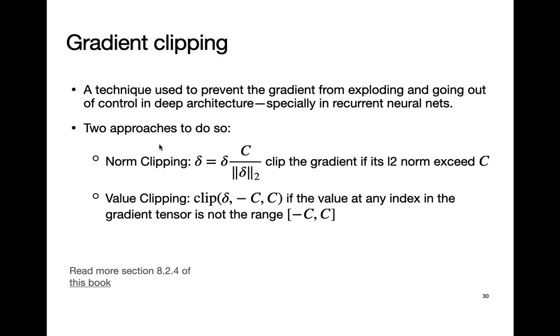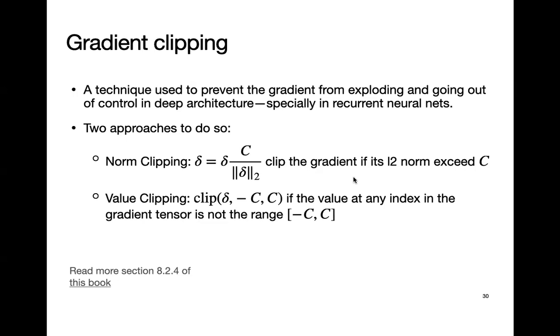There are two approaches to performing clipping. You have norm clipping, where we use the norm of the gradient to evaluate it. You compute the norm of the gradient, and if it exceeds C, you replace your gradient. Here, delta is your gradient, and you replace it by delta multiplied by C divided by the norm of delta. Here, C represents the maximum value that the gradient should not exceed. This is easily implemented in PyTorch or Keras, where you can have norm clipping.